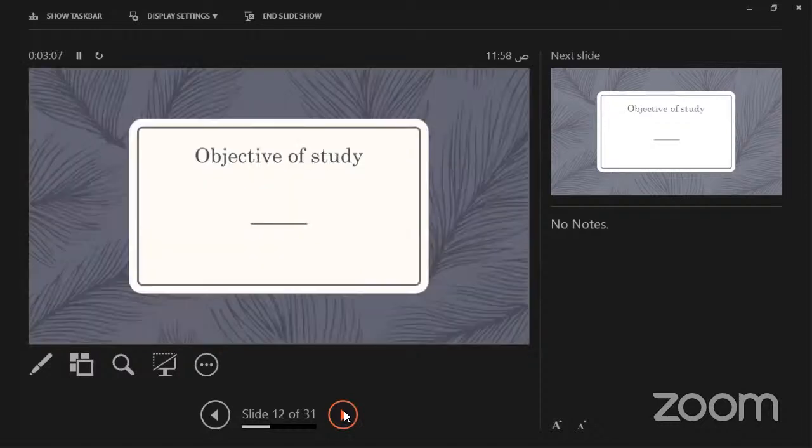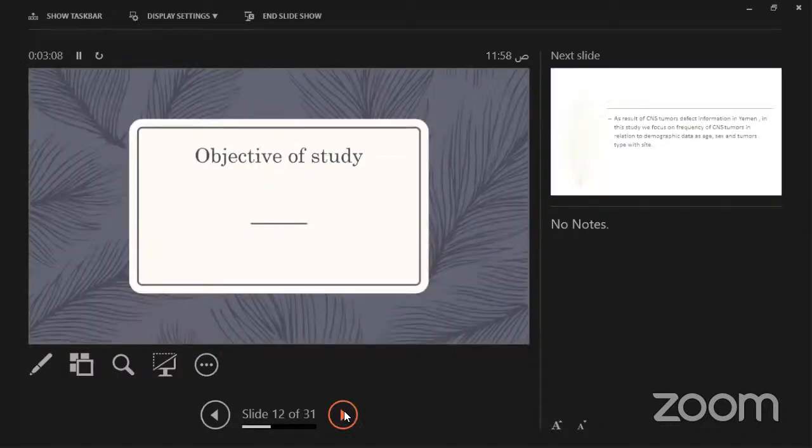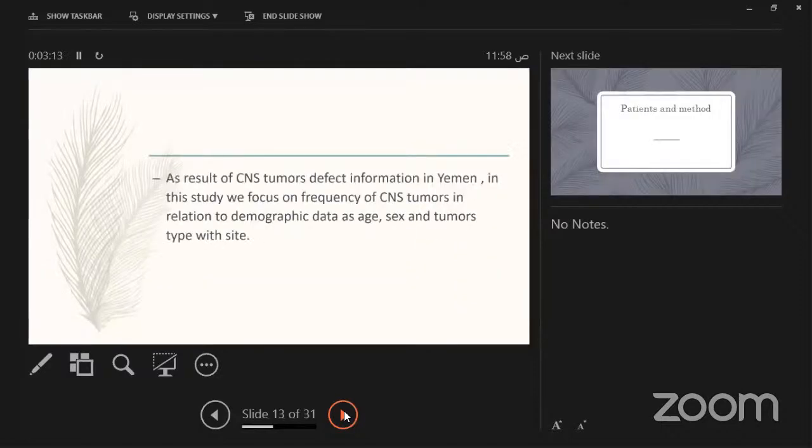As we say, there is no study done in Yemen. That's why my objective was a result of the CNS tumor deficit in the information in Yemen. So we try in this study to focus on frequency of CNS tumor in relation to the available demographic data as age, sex, and tumor type with site.